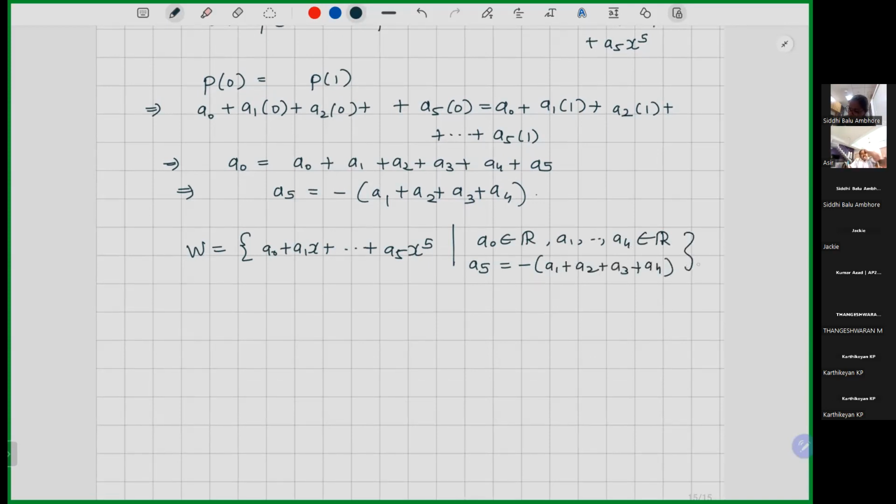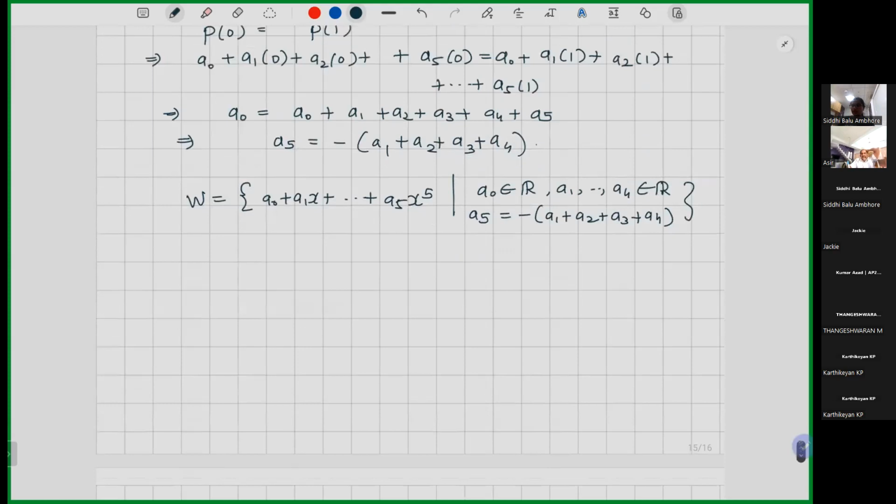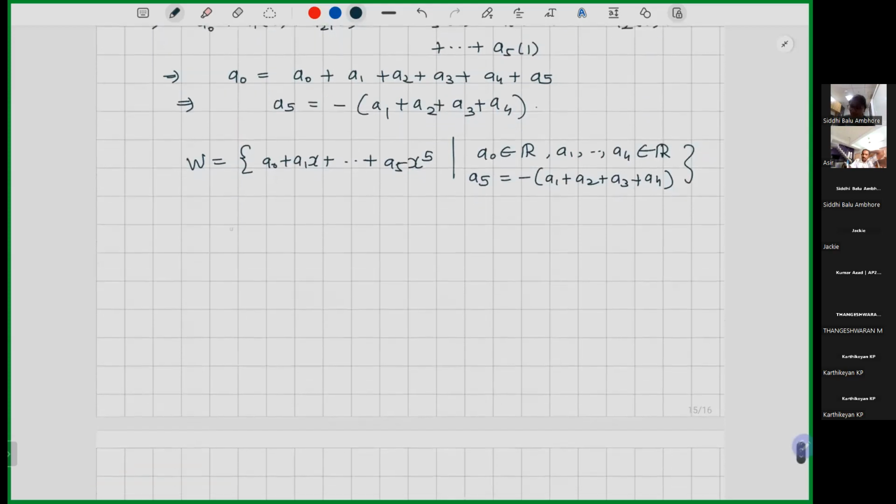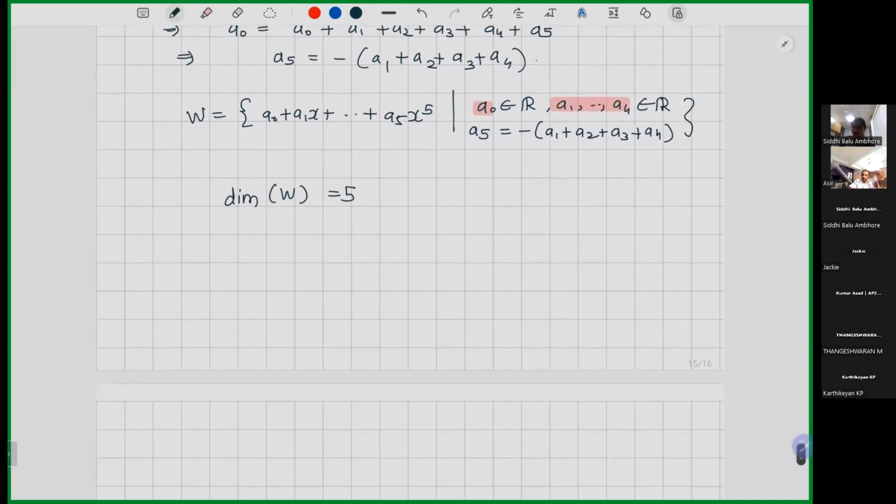Then what is the dimension of this W? We are choosing A0 and this A1, A2, A3, A4. Somebody said it is 5. Exactly. So the dimension of W is 5 because we have choices for A0 and A1 to A4. So the dimension of V mod W will be the dimension of V minus the dimension of W, which is 6 minus 5, and this will be 1.